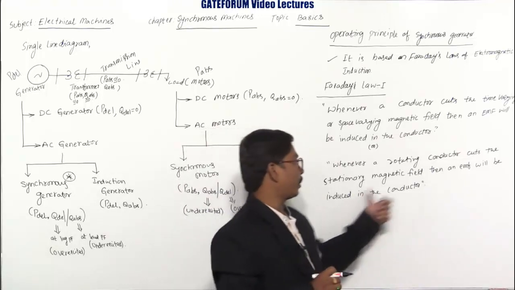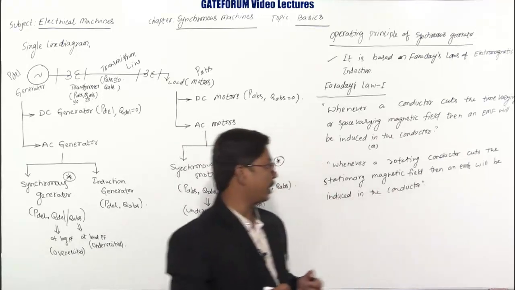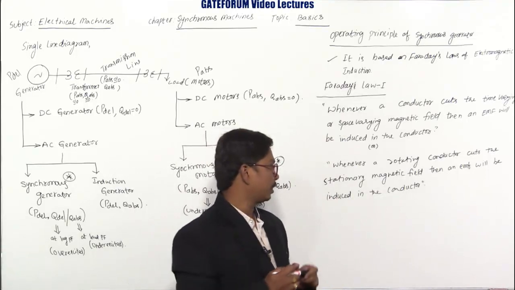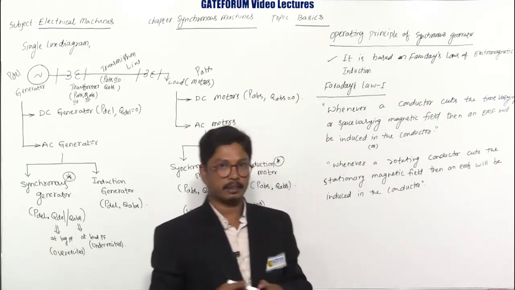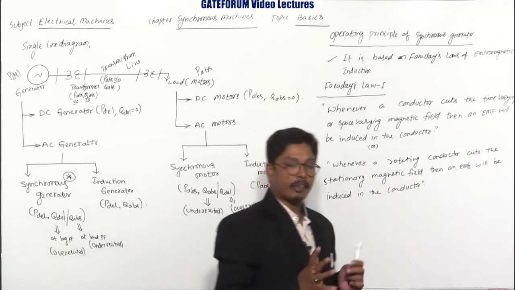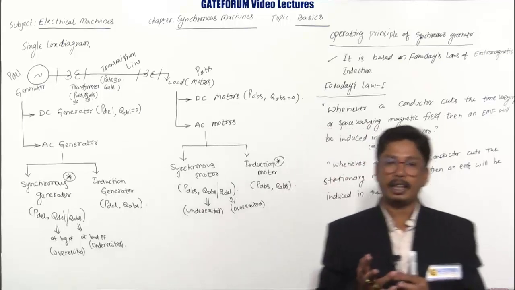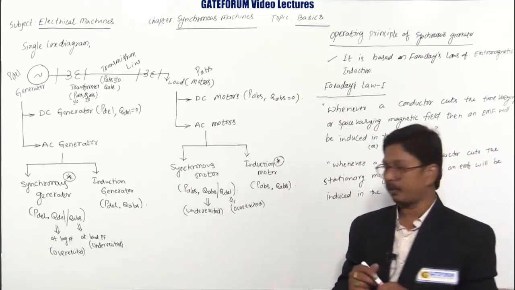Whenever a rotating conductor cuts the stationary magnetic field, an EMF will be induced in the conductor. That is used in DC machines. To induce the EMF, we need a conductor, we need a field, and we need relative motion.